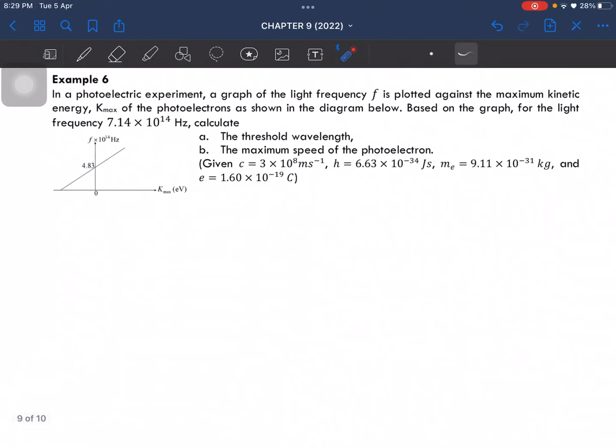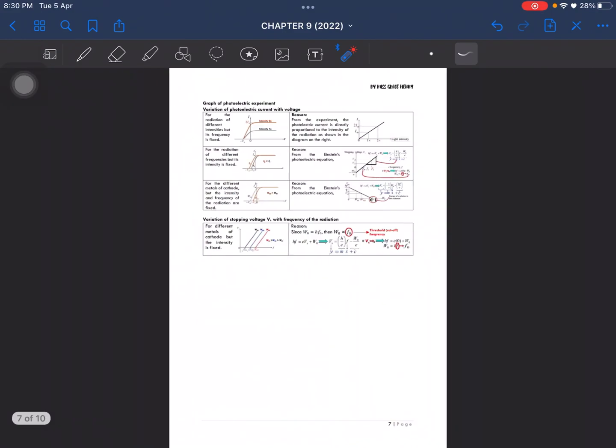Example 6. In a photoelectric experiment, a graph of the light frequency f is plotted against the maximum kinetic energy of the photoelectron. Based on the graph, for the light frequency of 7.14 times 10 to the power 14 hertz, we have to calculate the threshold wavelength and the maximum speed of the photoelectron. For this one, we are going to use this.